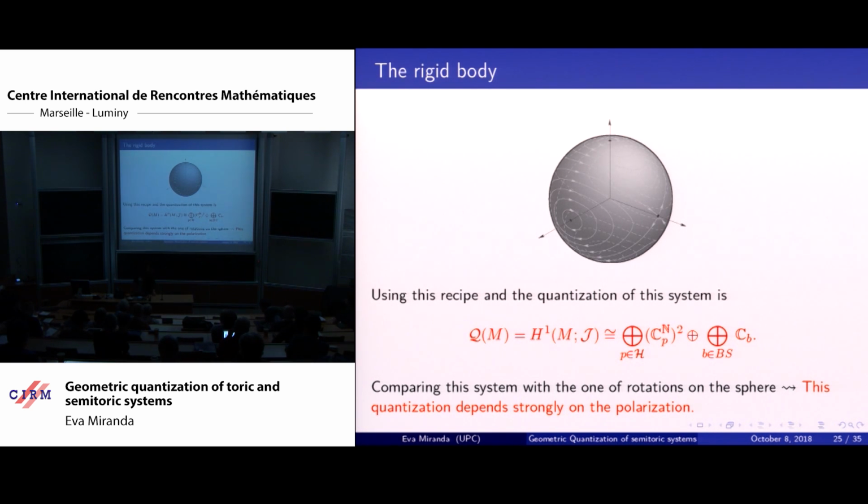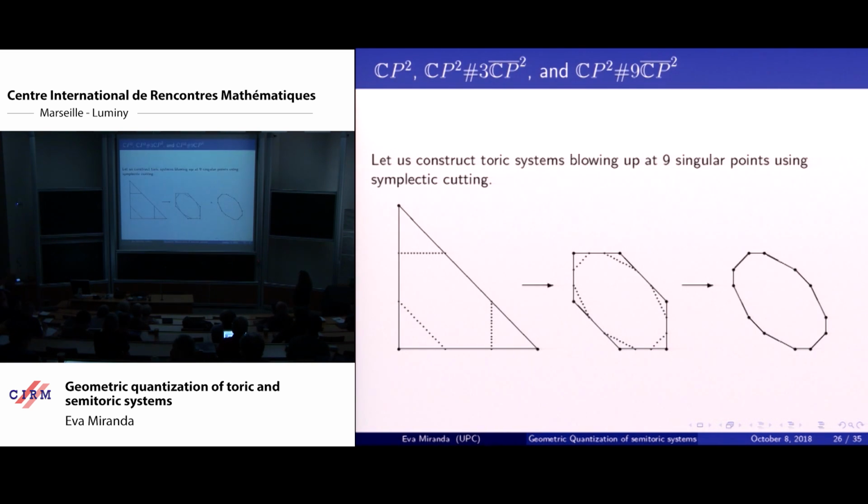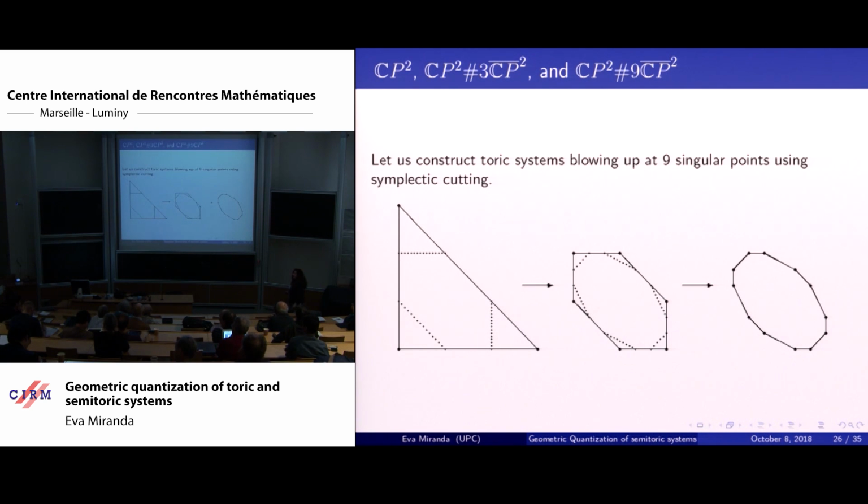Okay, so it depends strongly on the polarization I consider. Okay, let's go far. I'm at the end of my talk. I think I still have 5 minutes, right? Yeah. This is a good moment to start doing symplectic cutting.